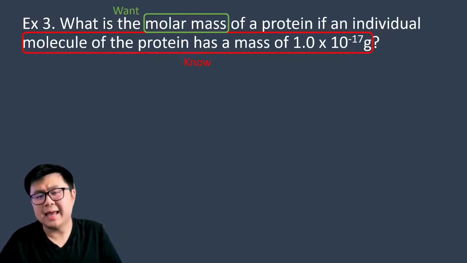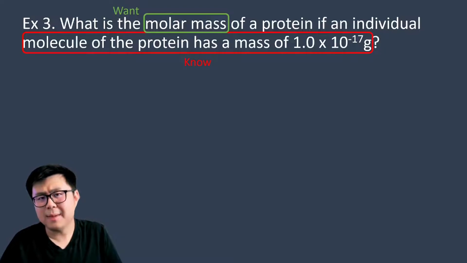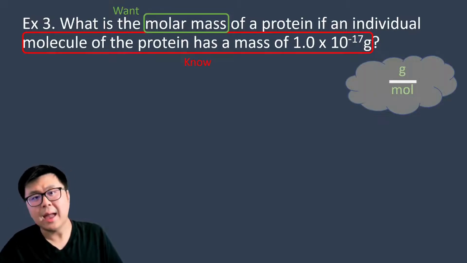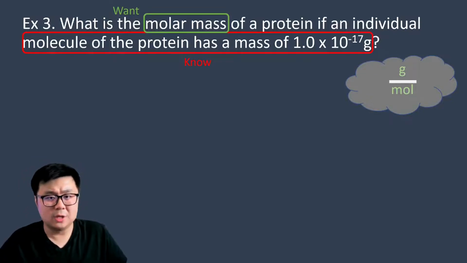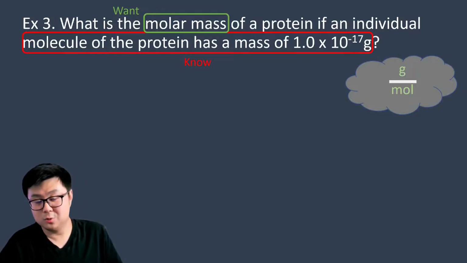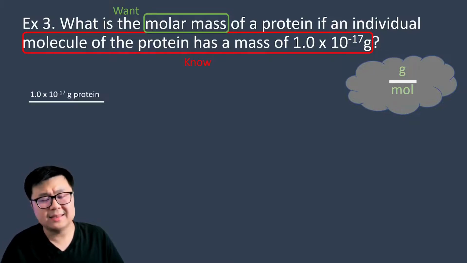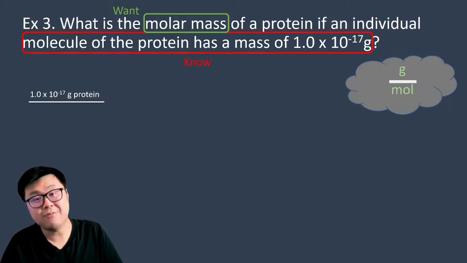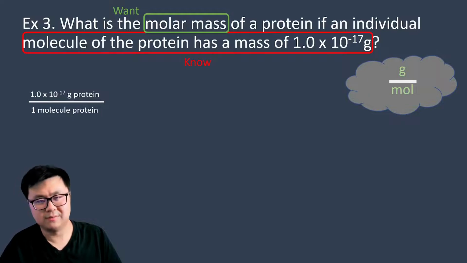Okay, let's address the fact that they actually want us to figure out the molar mass. What units do we need to have in our answer? Recall, molar mass is grams per mole. That means in our final answer, we better have grams on the top and moles on the bottom. Keep that in mind. Okay, now we know that 1 molecule of that protein has a mass of 1 times 10 to the power negative 17. So we can write that down, but we can't write it on its own because that mass of protein only applies when you have 1 molecule of it. So it's kind of like a ratio in its own right. So we have to put it over 1 molecule of that protein.